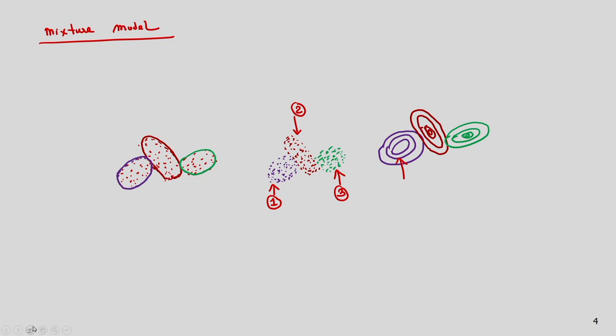So in one dimension also we can show this. So in one dimension, suppose I have these data points. Corresponding to these data points, I can consider one Gaussian. Next, I have these data points. Corresponding to this distribution, I can consider another Gaussian. Maybe I can consider another Gaussian for these green color data points. So in 1D, I can show it like this. So you can see that is the concept of the mixture model.